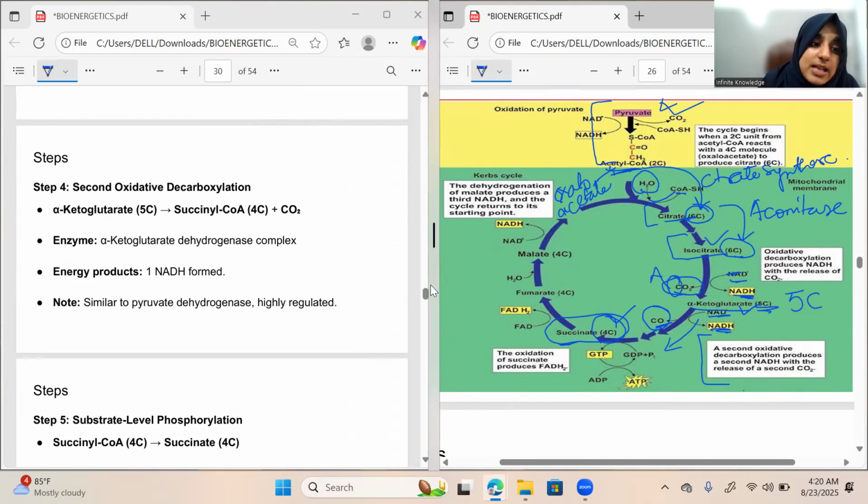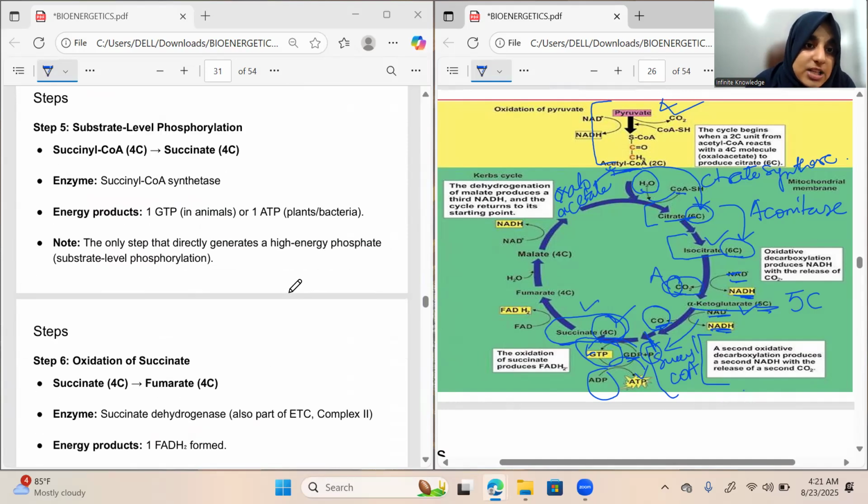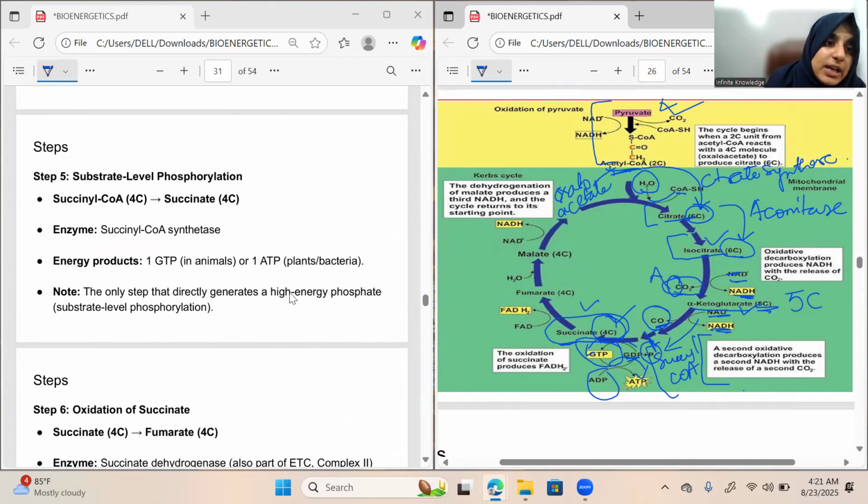And also in this step, what happens? Succinate is produced. First, succinyl CoA is being produced, which is missing in this cycle. But after that, this succinyl CoA is being converted into succinate, and in this step the GDP is being converted into GTP: guanosine diphosphate plus 1 inorganic phosphate is being converted into guanosine triphosphate. And ADP is being converted into ATP. So this is how the phosphorylation occurs, as we read over here.